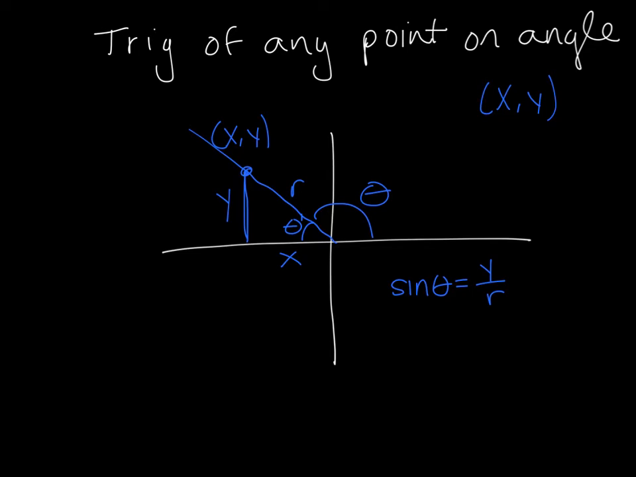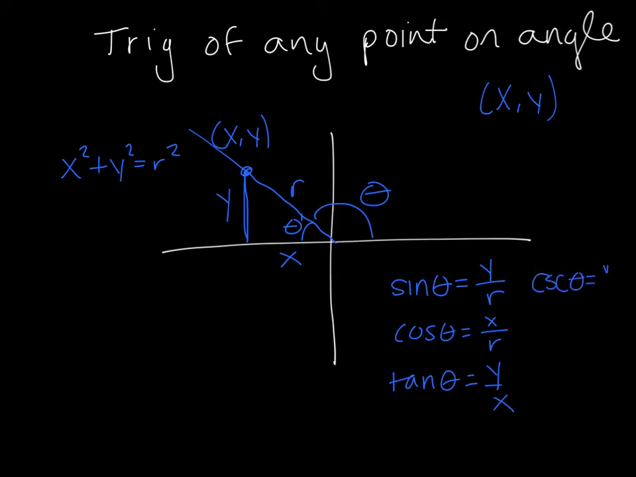Well, what's good for us is that we have a right triangle, which means we can do the Pythagorean theorem, right? x squared plus y squared equals r squared. And so then we just have to go through that, figure out what r is, and then we can figure out all of these, because then cosine would be the adjacent over the hypotenuse, tangent would be the opposite over the adjacent, and then the reciprocals would be, of course, the reciprocals of all these. So then it's just a matter of figuring out what r is.